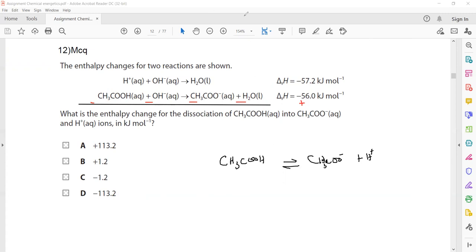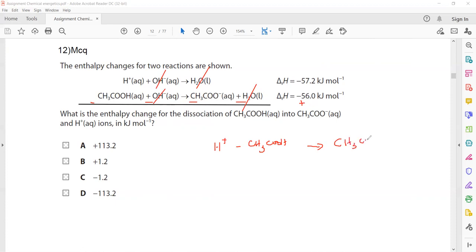Now, what will be the overall equation when I subtract the two equations? What will we get? The OH ion will cancel with the OH ion. The water molecules cancel with the water molecule. And what are we left with? We are left with H plus minus CH3COOH on the left hand side. And on the right hand side, we are left with CH3COO minus, because the sign changes, so it will be minus. And the overall energy, when we solve this, will come out as minus 1.2 kilojoule per mole.